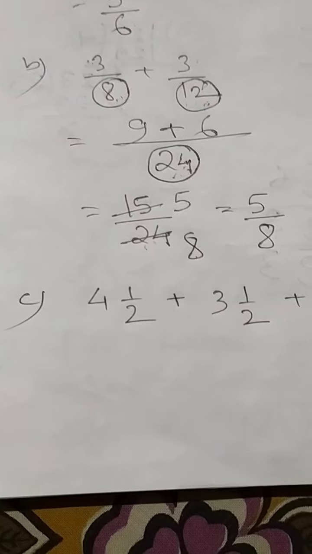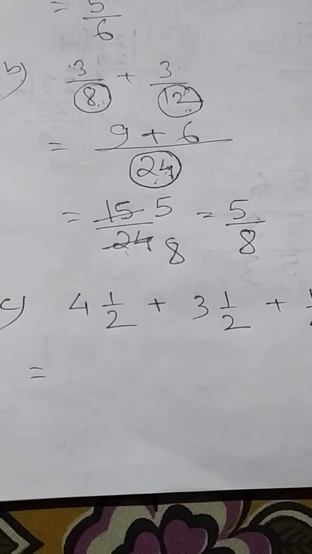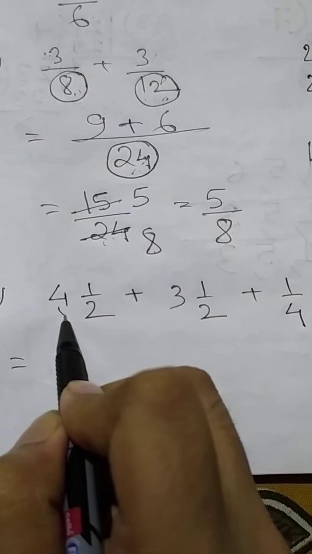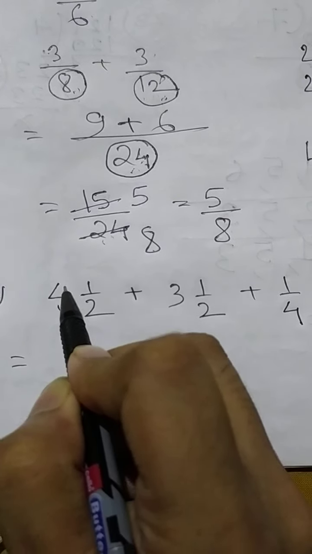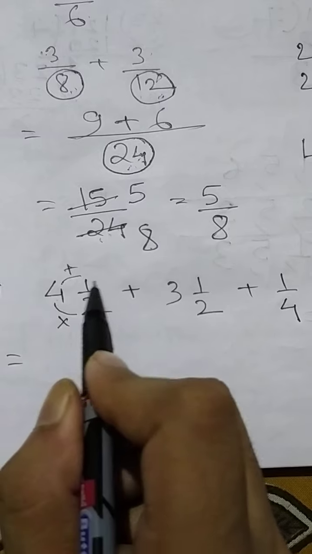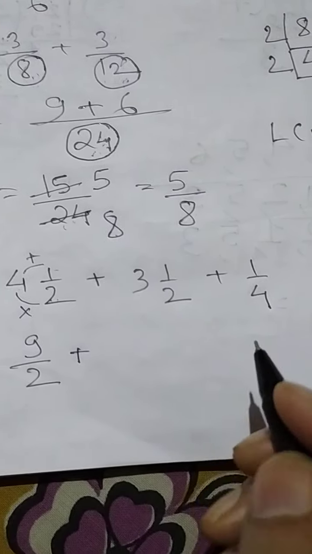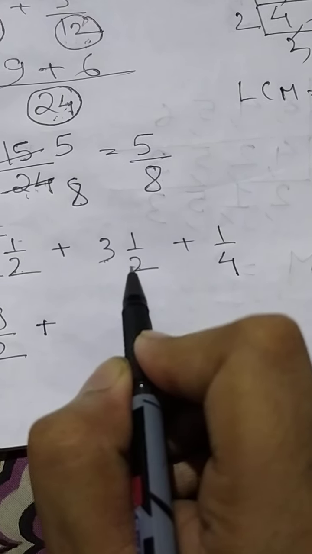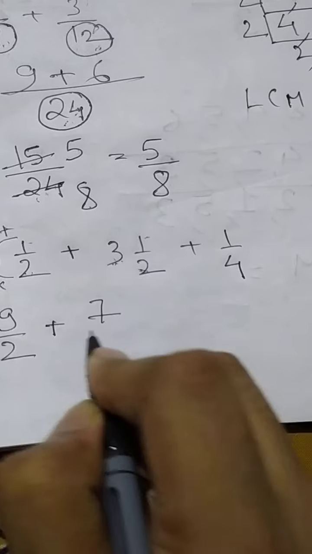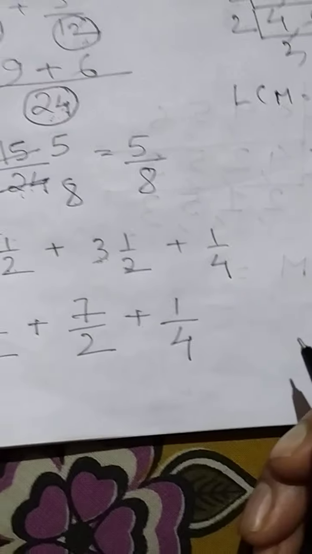Okay, one more. These are given in mixed fractions. So I have already told in the previous video how to write this one. First you have to multiply this 2, and with the answer you have to add 1. So how much is it coming? 4 2s are 8 and 8 plus 1 is 9. So this one is 9 by 2 plus this one, how much? 3 2s are 6 and 6 plus 1 is 7. This 7 by 2 plus, and this one is 1 by 4.